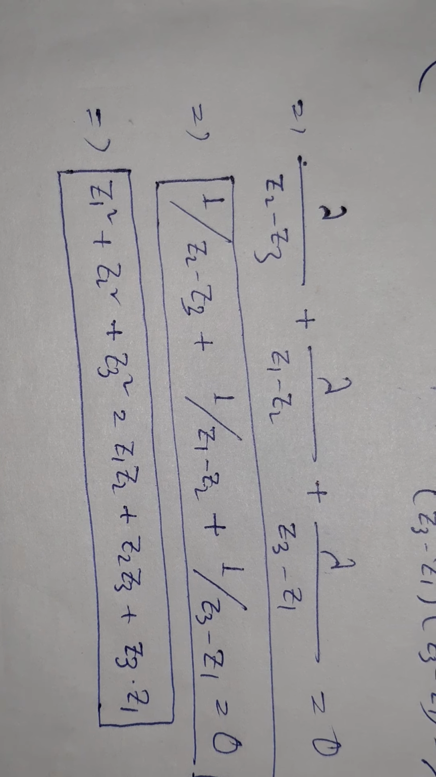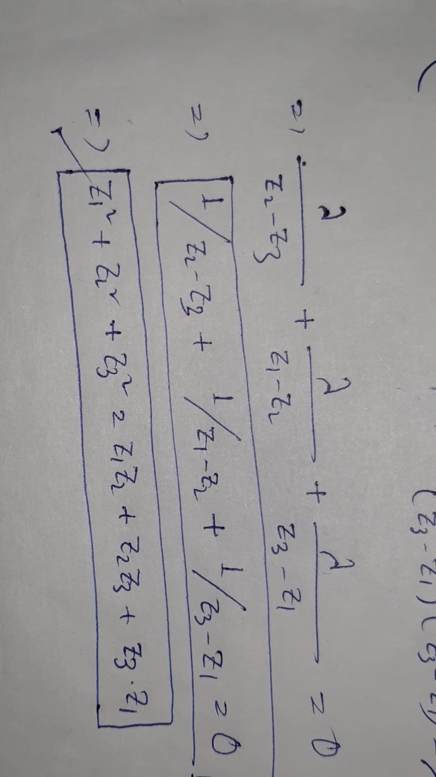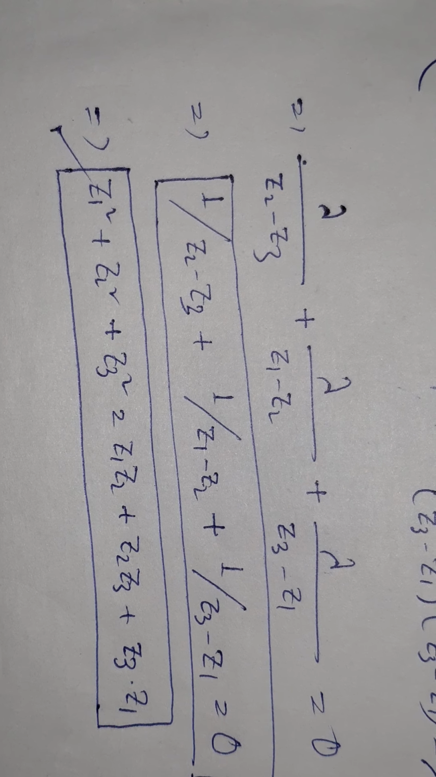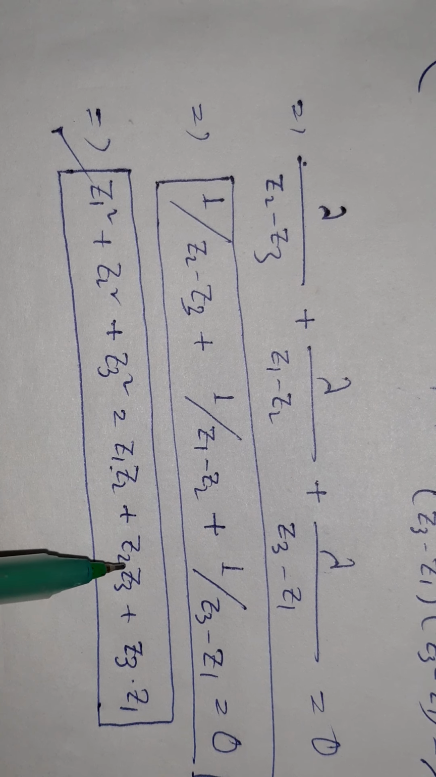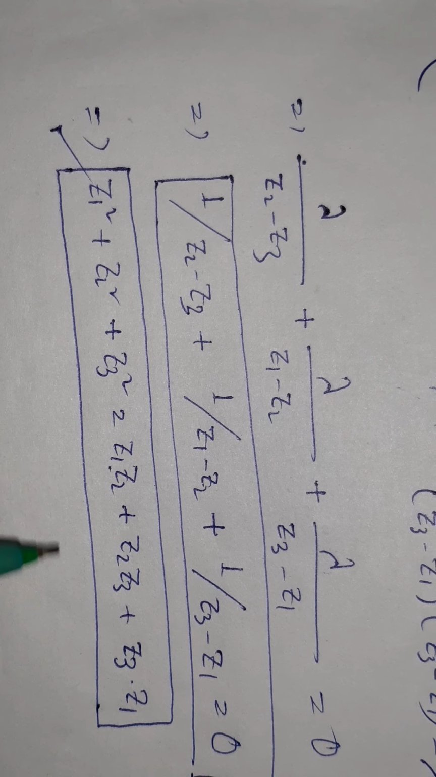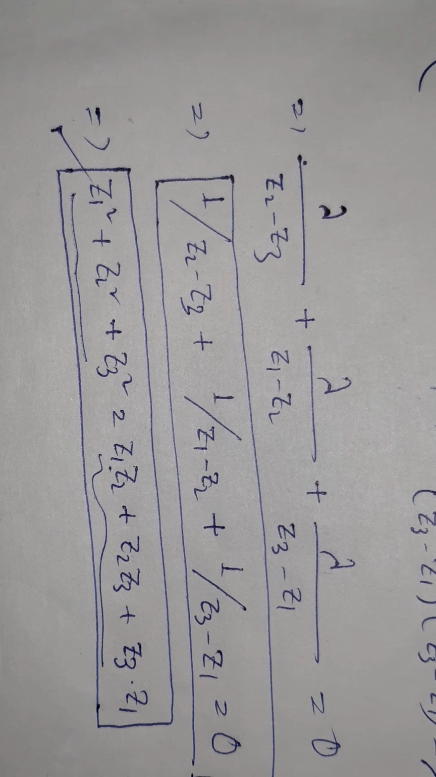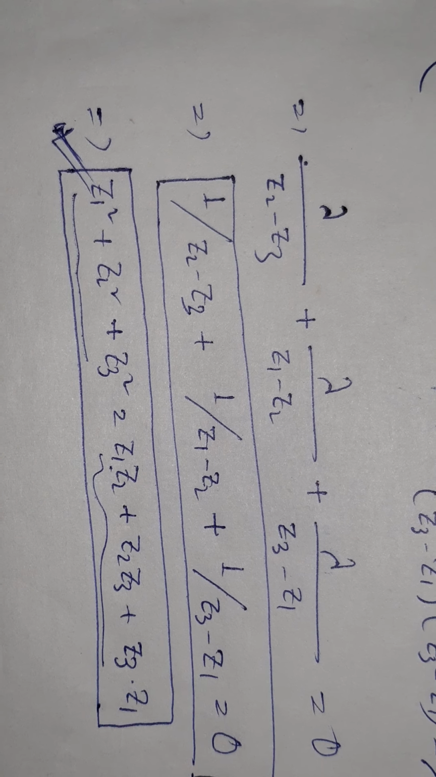If we have a triangle with coordinates z1, z2 and z3, and these three coordinates satisfy this equation, that is, the sum of the squares z1 squared plus z2 squared plus z3 squared equals the sum of the corresponding products z1 z2 plus z2 z3 plus z3 z1, then this triangle must be an equilateral triangle. This is the condition for a triangle to be equilateral.